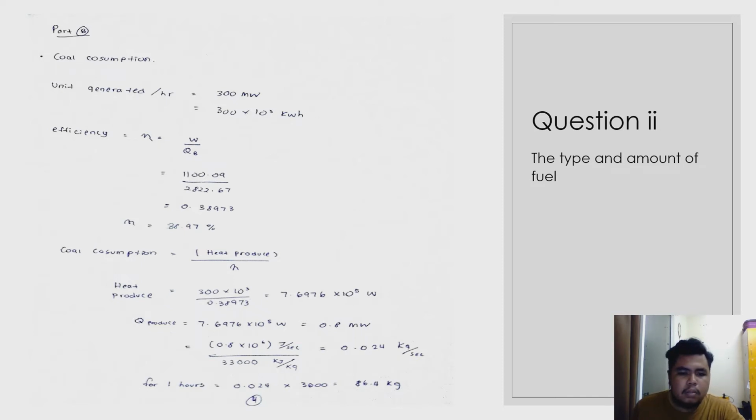So for 1 hour, this power plant can use 86.4 kilograms. That's all for me. Thank you.